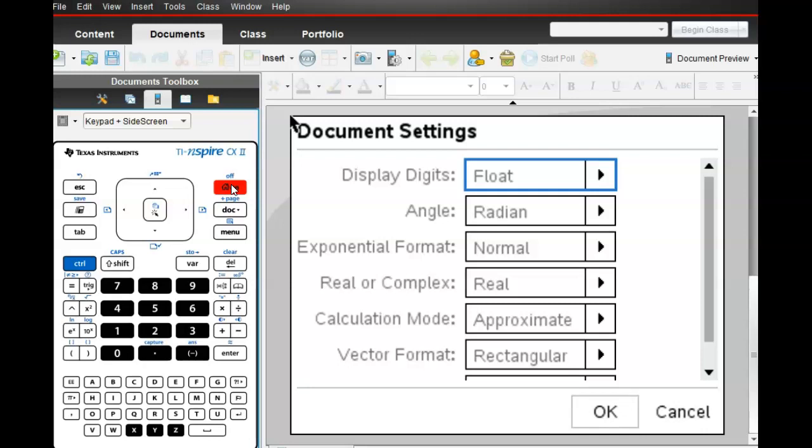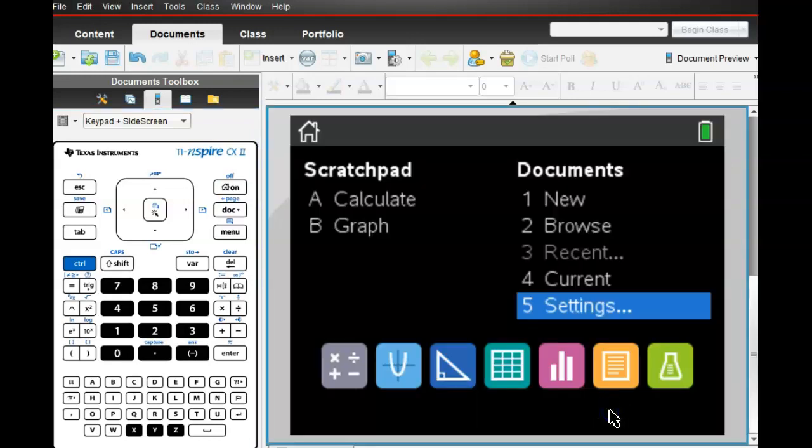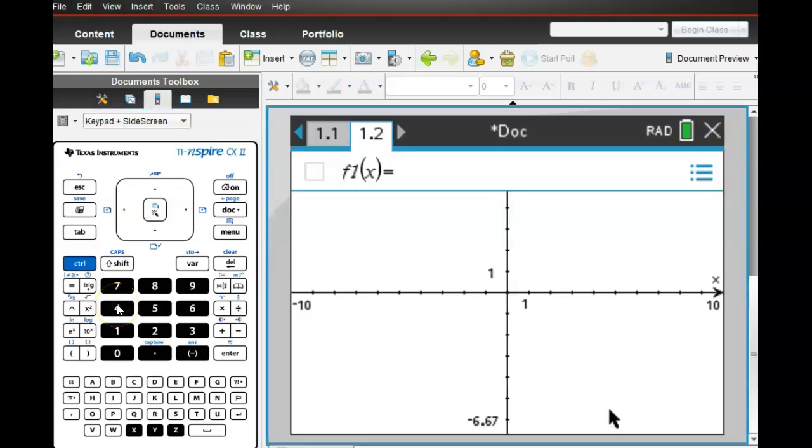And then your calculation mode, approximate. You hit the home button, 5 for settings, 2 for document settings. We good? The home button, the little house, 5 for settings, 2 for document settings. And then make sure this says float, which it might, if whoever had your calculator last year actually did it like this. But they may not have had to do it if they were in stats. And then make sure calculation mode says approximate. Okay, we good? All right. So now let's do OK. And then hit 4. You should be here again. 4 for current. Get you back where you are.